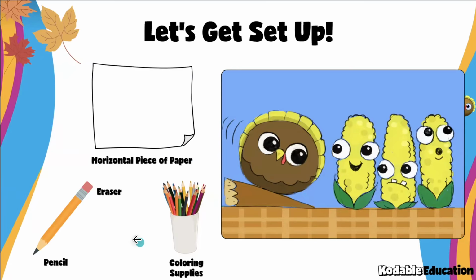You need a pencil with an eraser and some coloring supplies. You can use crayons, markers, colored pencils, whatever you'd like, and you'll get some extra time at the end to color in. This image right here of the Gobble Wobble characters is what you all are going to be learning to draw from Kodable's art director, Greg.